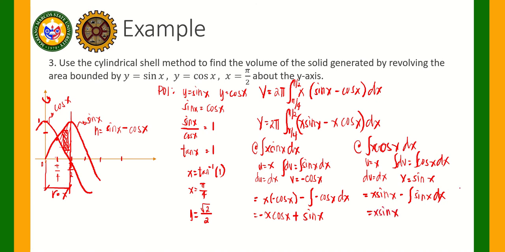What is the integral of sine x dx? That is equal to negative cosine x. So, negative times negative, that is positive cosine x. So, we now have the two integrations of each term.